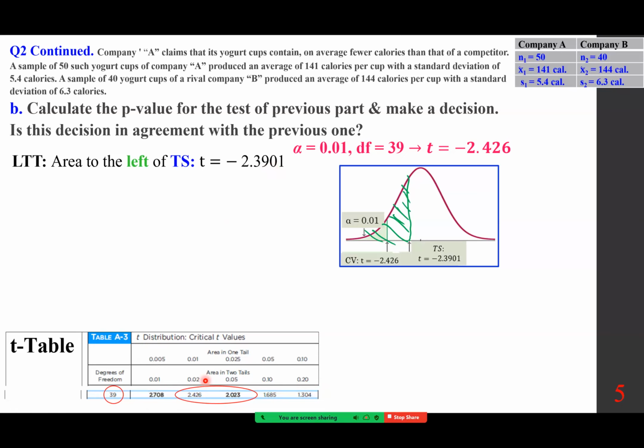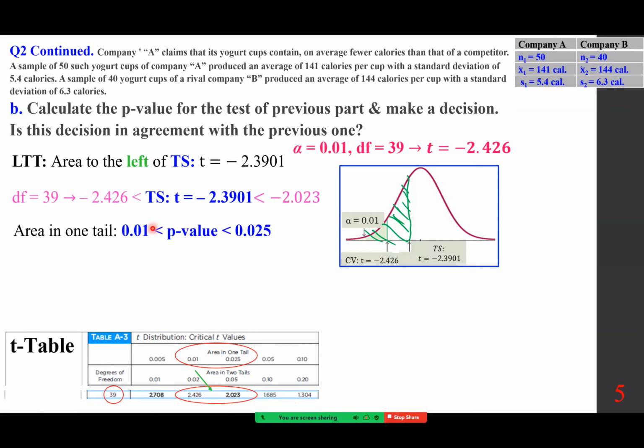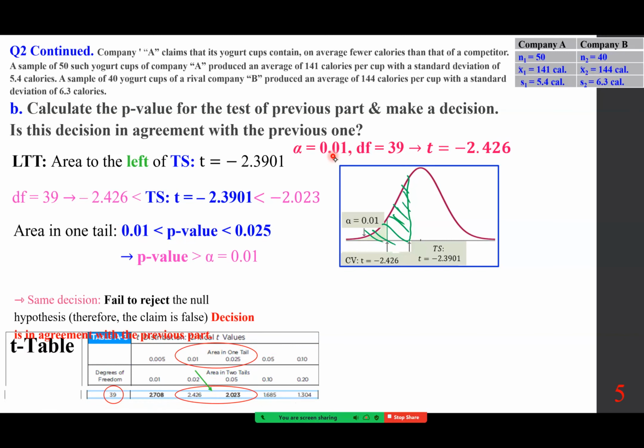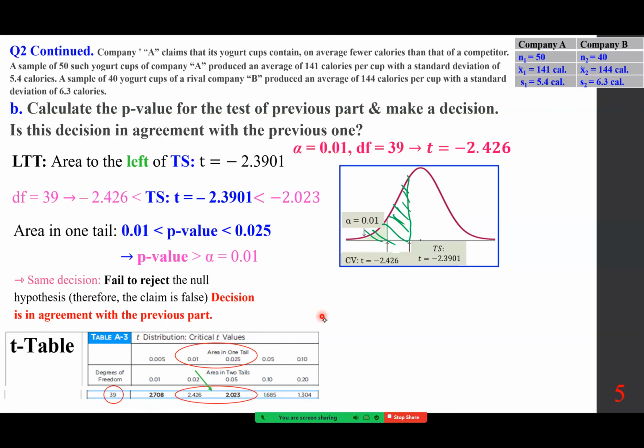And the area in two tails is between these two, but we want the area in one tail because it was a left tail test. So this is the area we want, and it is between these two. So the p-value, we don't have it exactly, but it's between these two numbers, clearly larger than 0.01, and that gives us the same decision. Again, same decision: fail to reject the null hypothesis. The decision is in agreement with the previous part.